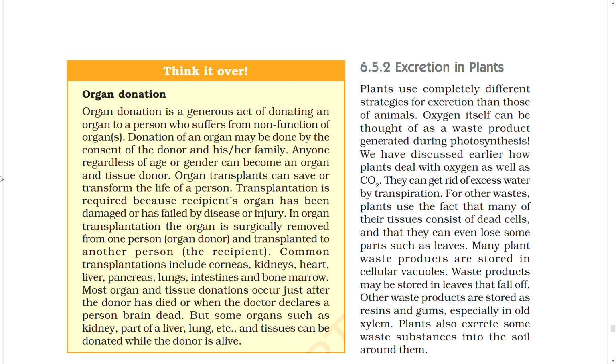For other wastes, plants use the fact that many of their tissues consist of dead cells and that they can even lose some parts such as leaves. Many plant waste products are stored in cellular vacuoles. Waste products may be stored in leaves that fall off. Other waste products are stored as resins and gums. Especially in old xylem, plants also excrete some waste substances into the soil around them.